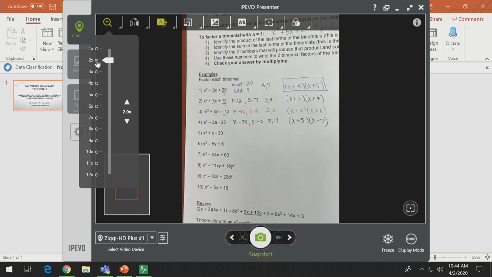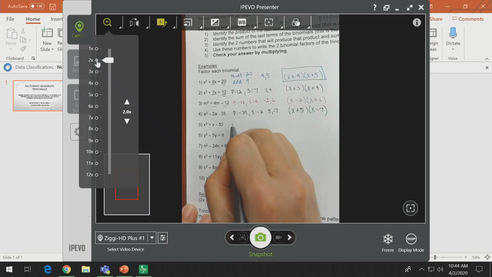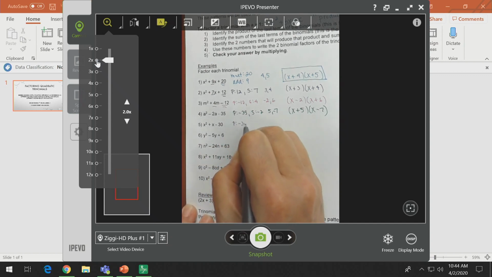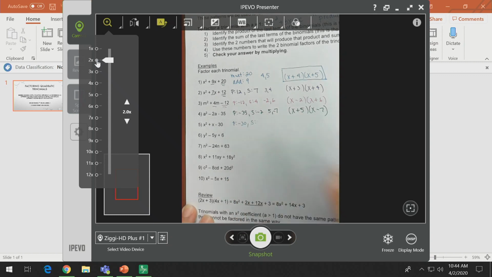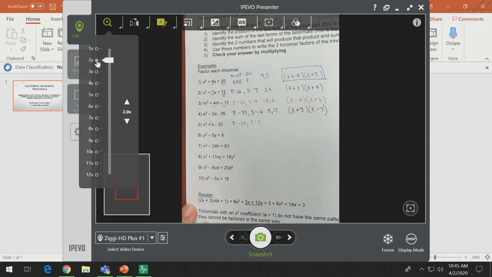So everything's fine. You're getting comfortable with positive products, negative products, product and sum. And then you get to a problem like number 5, and suddenly I don't have a number in front of x. I know my product is negative 30, but what's my sum going to be? Remember, there's an invisible 1 here, an understood 1. So we're going to have a sum of 1.